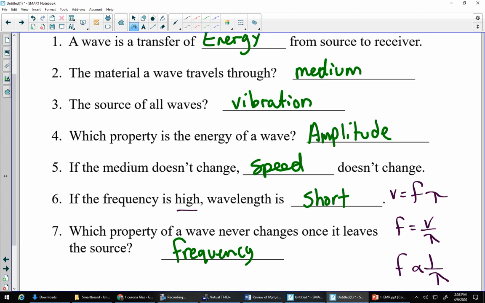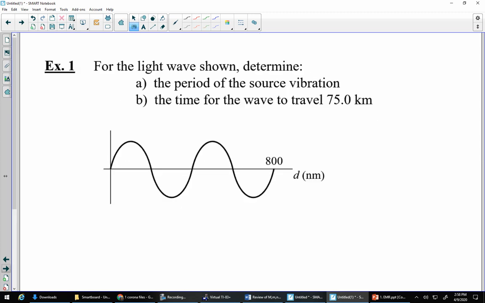And then finally, question 7, which property of a wave never changes? Well, that's the frequency. Cool. So again, a bit of a review question. You've actually seen stuff that's really similar to this in Physics 20. It's just now we're using light. So the key is we're using light, and that means that we know the speed. It's c, it's 3 times 10 to the power of 8 meters per second. 3.00 technically, but I'm being lazy and just putting 3.